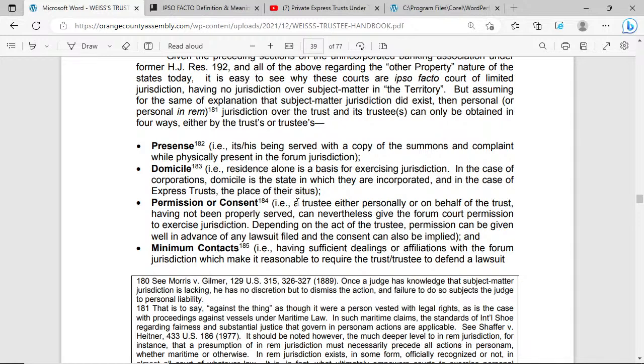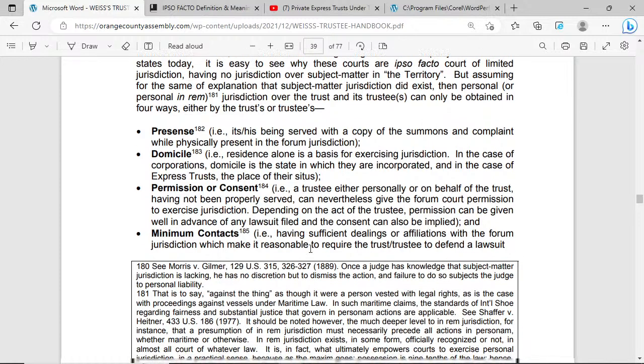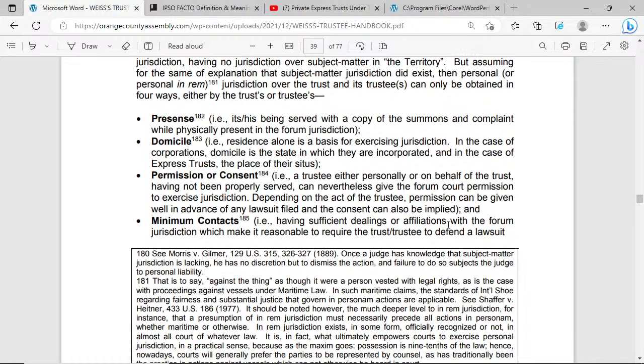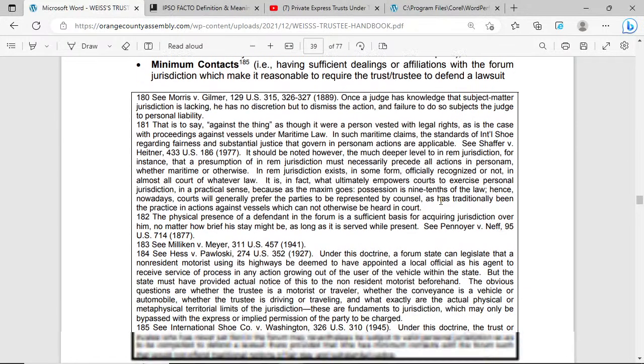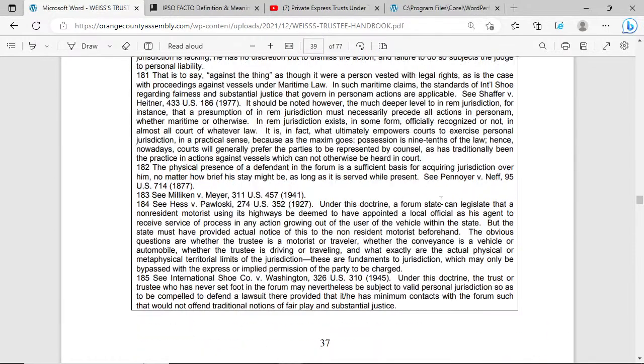Permission or consent: the trustee, either personally or on behalf of the trust, having not been properly served, can nevertheless give the forum court permission to exercise jurisdiction. Depending on the act of the trustee, permission can be given well in advance of any lawsuit, and consent can also be implied. And minimum contacts: having sufficient dealings or affiliations with the forum jurisdiction, which make it reasonable to require the trustee to defend a lawsuit.